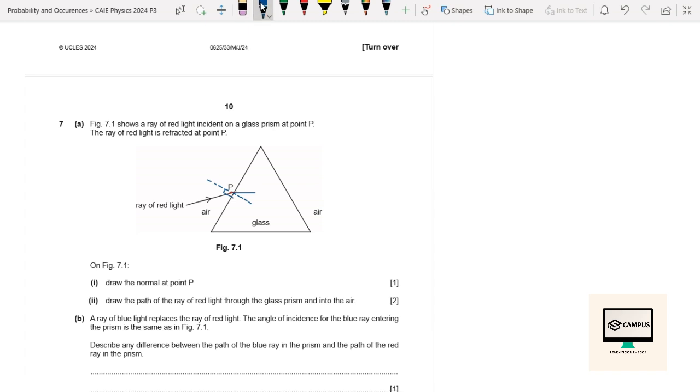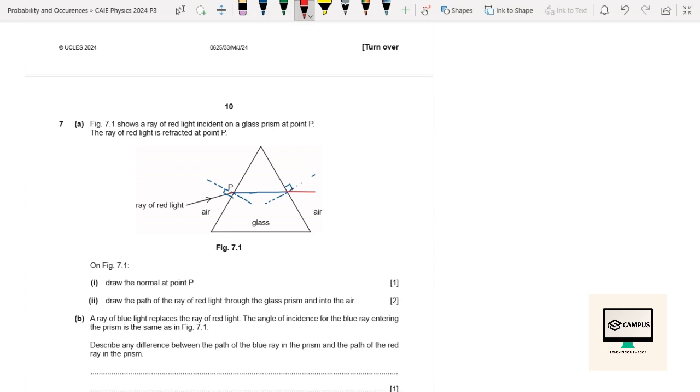Okay, so the light will keep on traveling in this straight line until it meets the other boundary. And again, we will draw the normal here. And again, let me quickly extend this line. And since now the light is entering from glass into the air, which happens to be a medium of low refractive index, the light will speed up and it will move away from the normal.